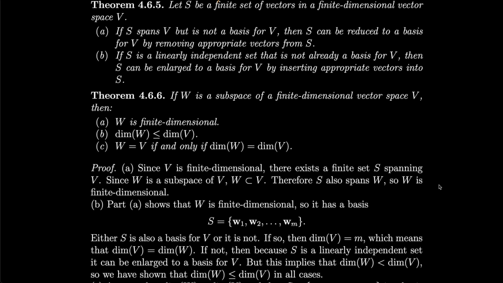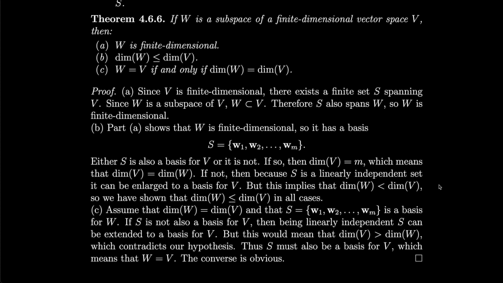So if we have a set that spans, it's not a basis, we just have to take away some vectors to make them linearly independent. If we have a set that's linearly independent, but it's not a basis, that just means it doesn't span yet. So how about we just add some vectors, and that way it'll span. Okay, so that should make sense.